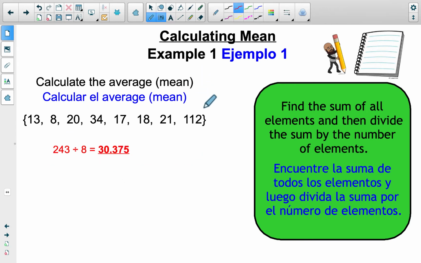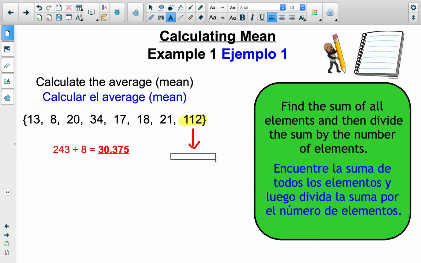Before we move forward, I want to direct your attention to this value right over here. This value is what is called an outlier. An outlier is an element or a number in the data set that is drastically different, either greater or less than, so it can be way bigger or way smaller than the rest of the numbers in the data set.